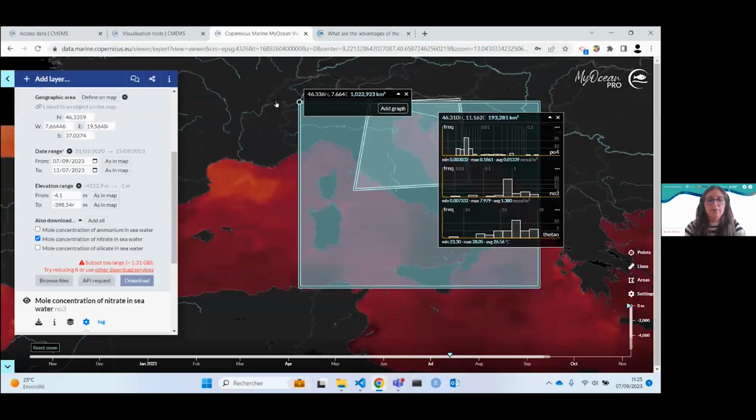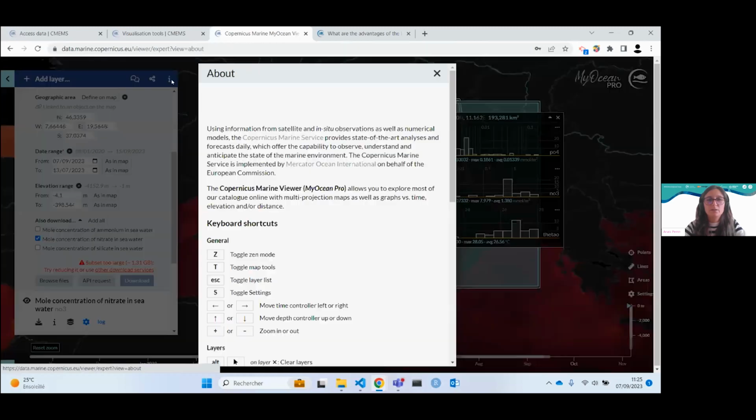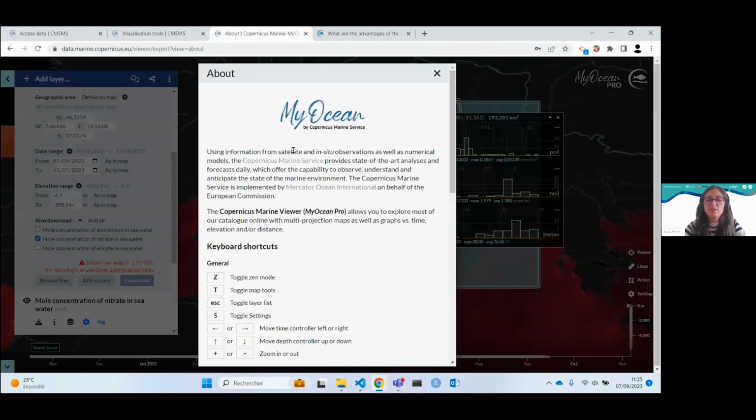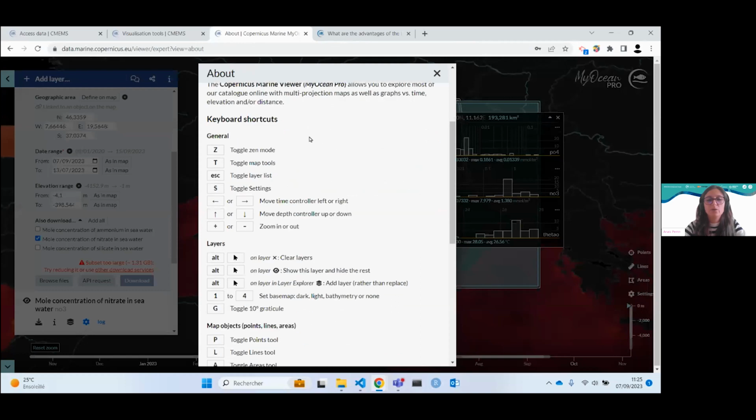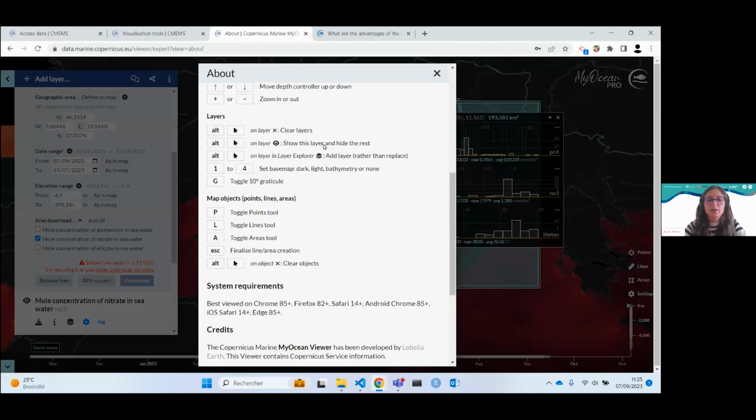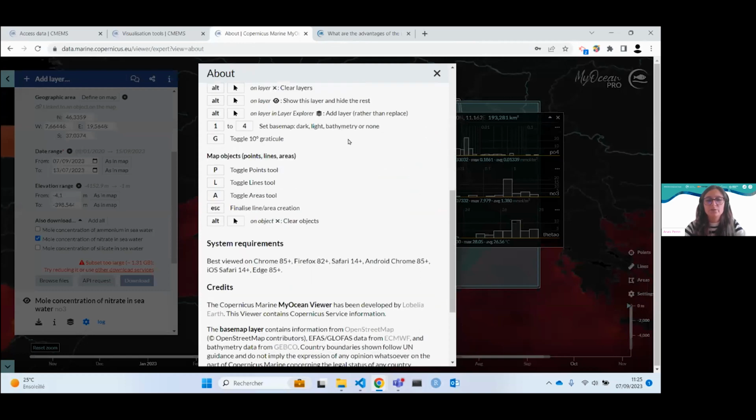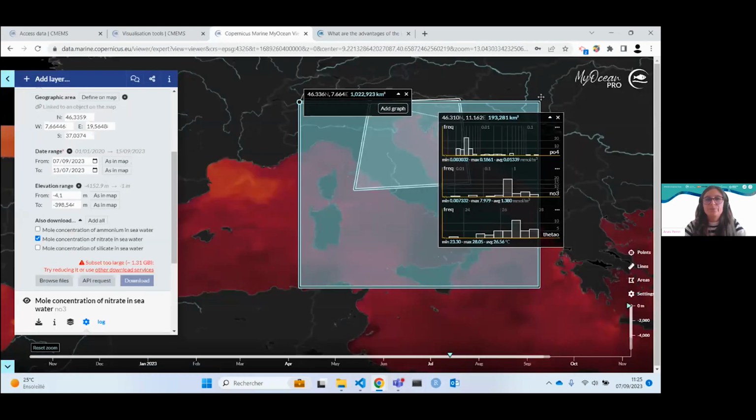Finally, you have the information icon here, which details all the keyboard search shortcuts we can use on the MyOcean. Don't forget that we have some articles available on our epicenter concerning the MyOcean viewer, but not only. The user support team is nevertheless here to answer your questions and to help you if you encounter difficulties.